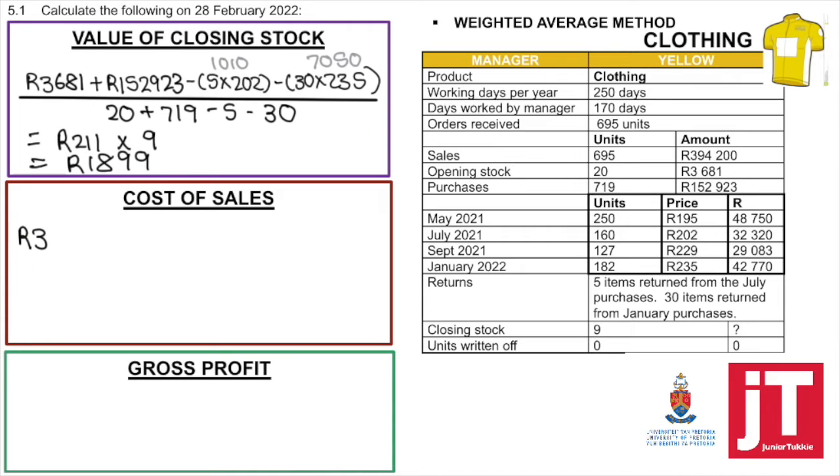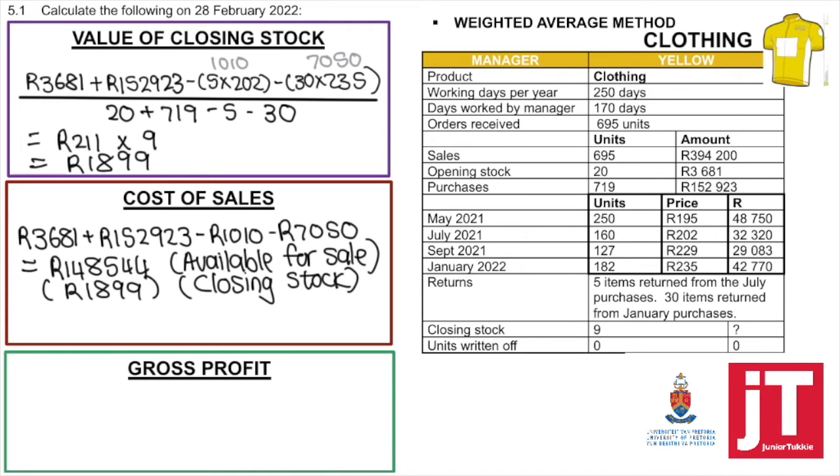To calculate my cost of sales, we need to take my opening stock plus purchases minus the returns equals available stock for sale, minus the closing stock, which we calculated in number A. Make sure that you use your answer that you've calculated in the previous question. That equals the cost of sales.